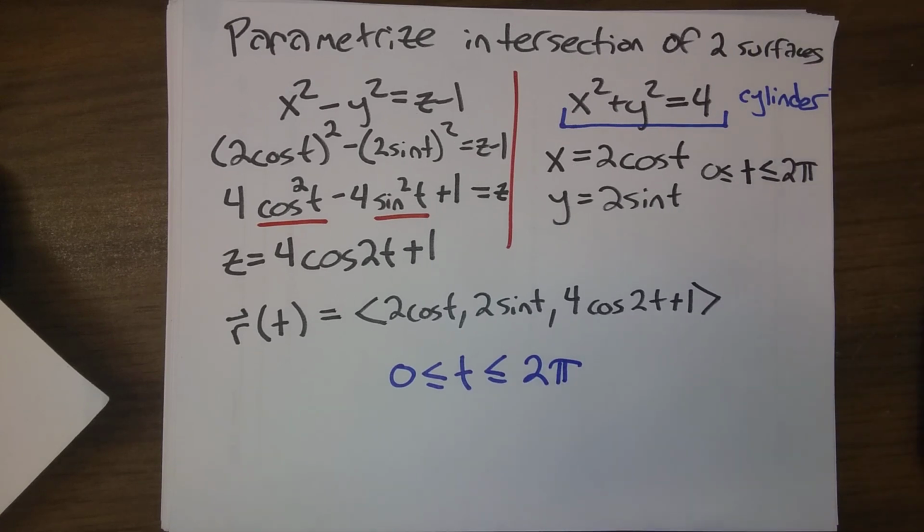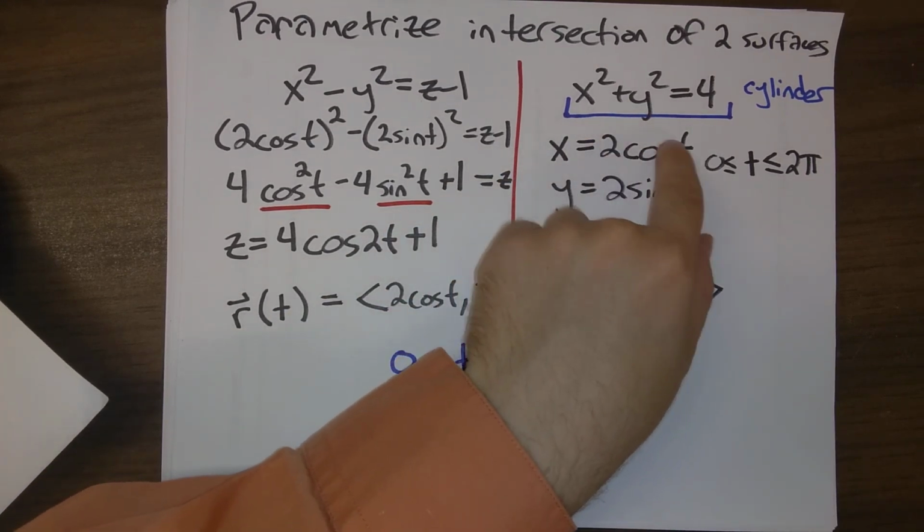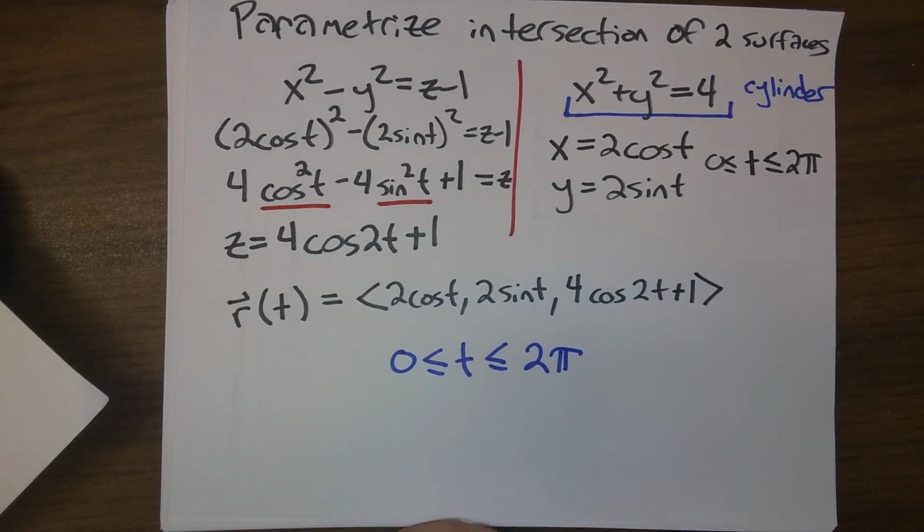I think it feels maybe a little bit shorter than the other method, which is nice. However, it relied on the special fact that we had this parameterization for the cylinder here. So it has its pluses as well as its downsides. I just wanted to show this to you so you have another tool in your toolkit.